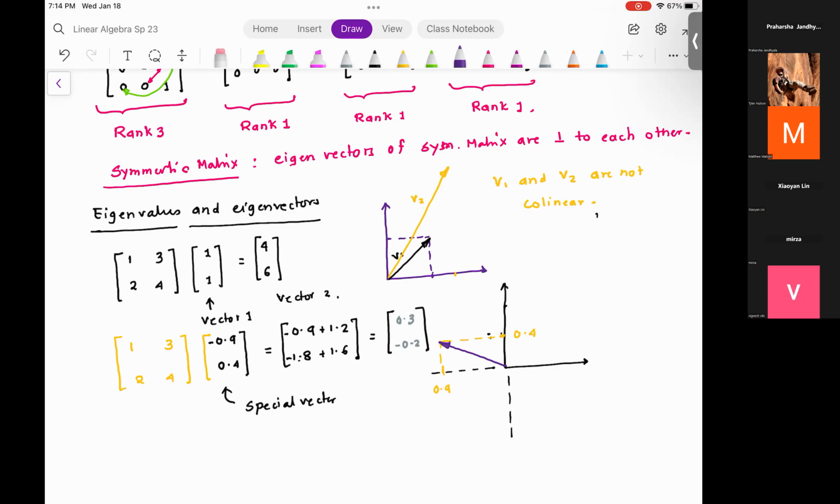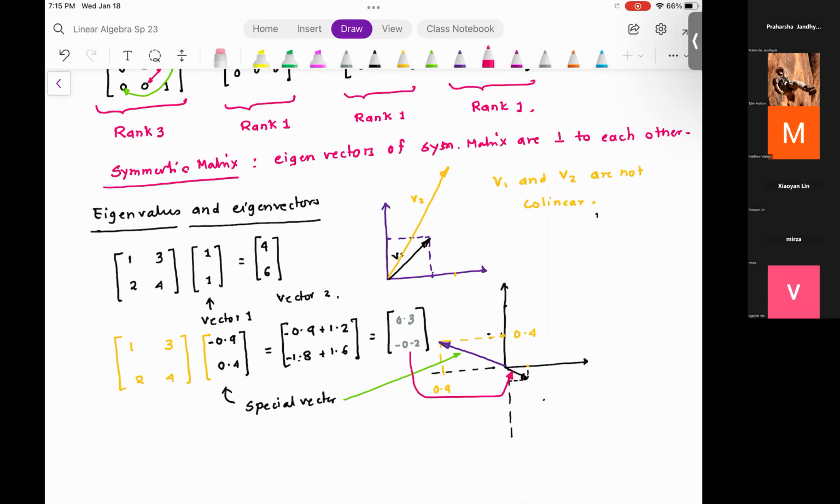And if I look at the second vector, which is 0.3, which is going to be somewhere here, and minus 0.2 going to be somewhere here. If I were to draw the second vector, please note that these two vectors are collinear. So this guy is here and this guy is over here.